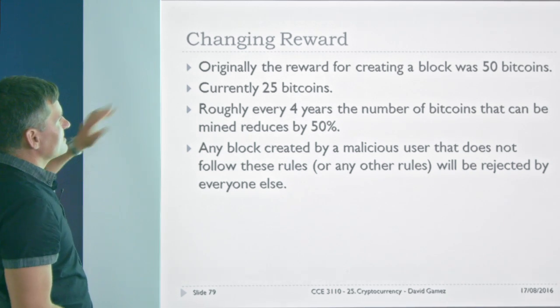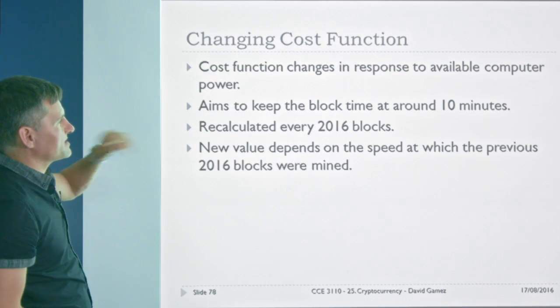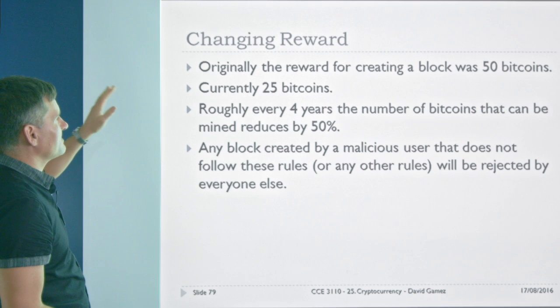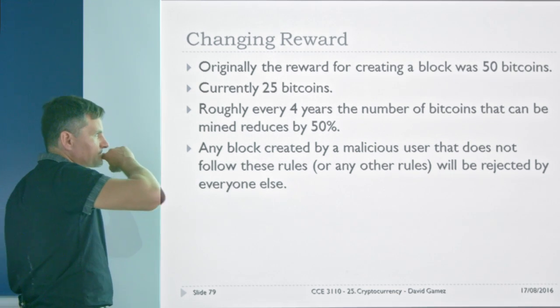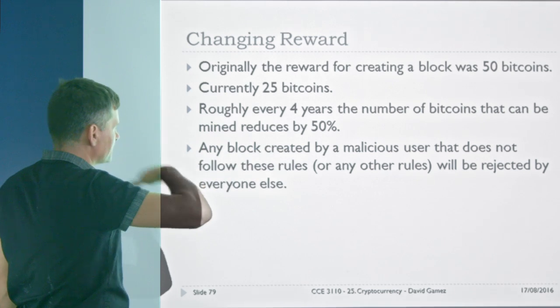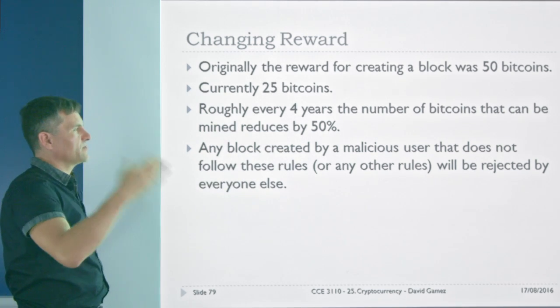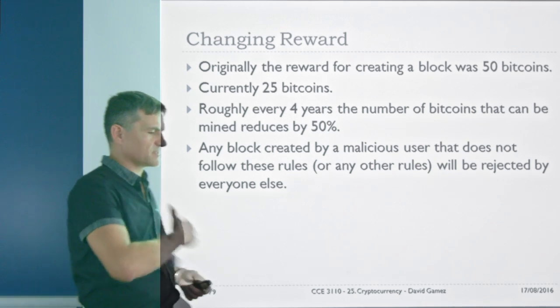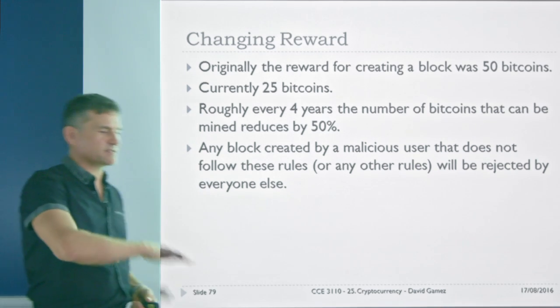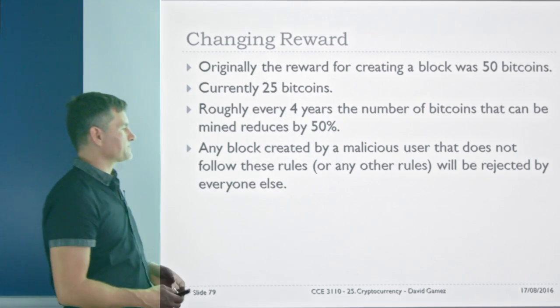Anyway, so limiting the cost function to get these blocks every 10 minutes, and then also changing the reward function over time. So it's 25 Bitcoins. Originally it was 50 Bitcoins, currently it's 25 Bitcoins, and every 4 years, roughly, the number of Bitcoins that can be mined reduces by 50%. So it's limiting the number of coins in existence to a finite amount.